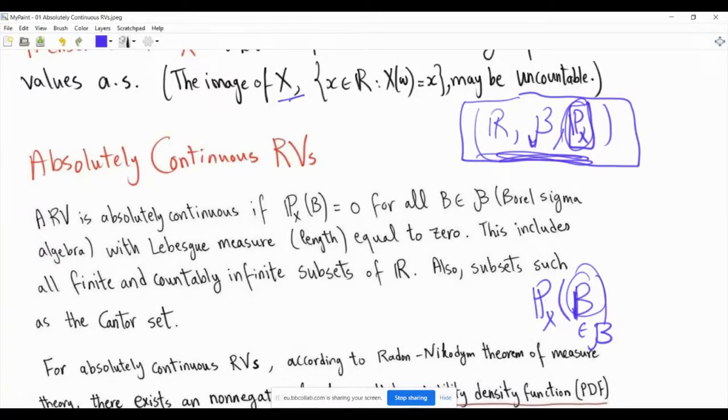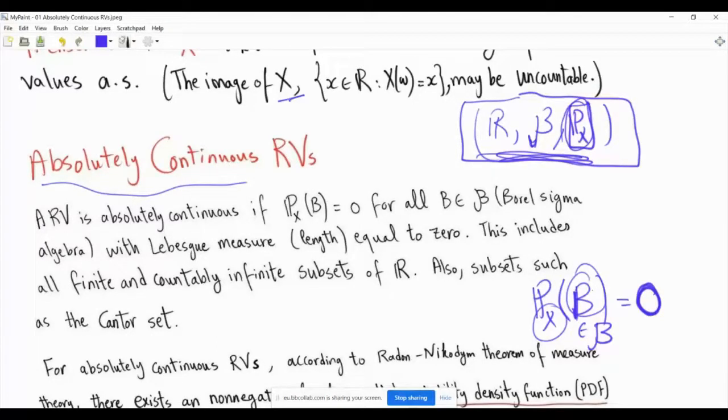Then it must be the case that the probability of this Borel set is equal to 0. So every Borel set of Lebesgue measure 0 should basically be assigned a probability of 0. And in that case, you say that your random variable is absolutely continuous. And so what are examples of Borel sets that have a Lebesgue measure 0?